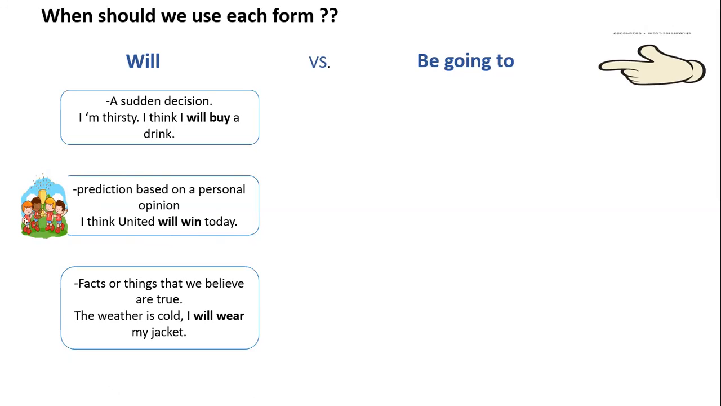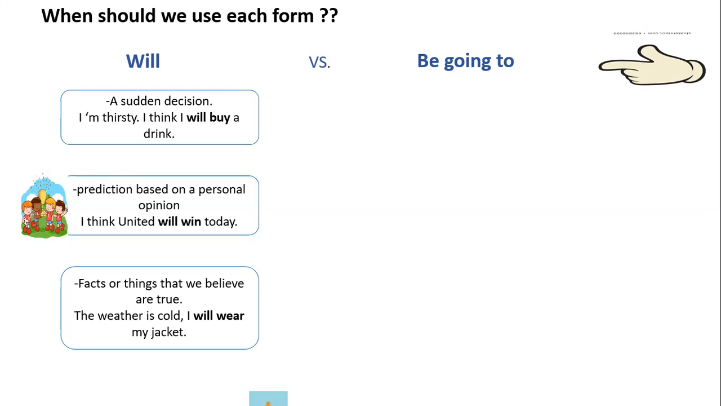We also use will for facts or things that we believe are true, the facts or the rules that are always true. Like, the weather is cold, I will wear my jacket. Of course, when the weather is cold, I wouldn't go to the beach. No, of course, I will wear my jacket.